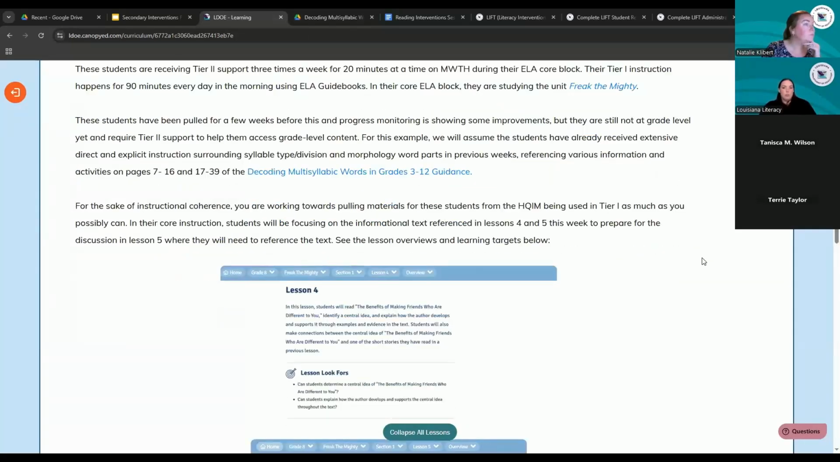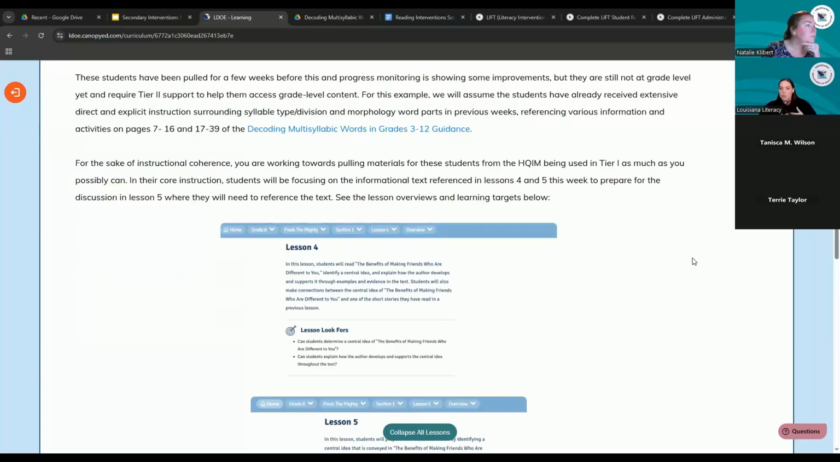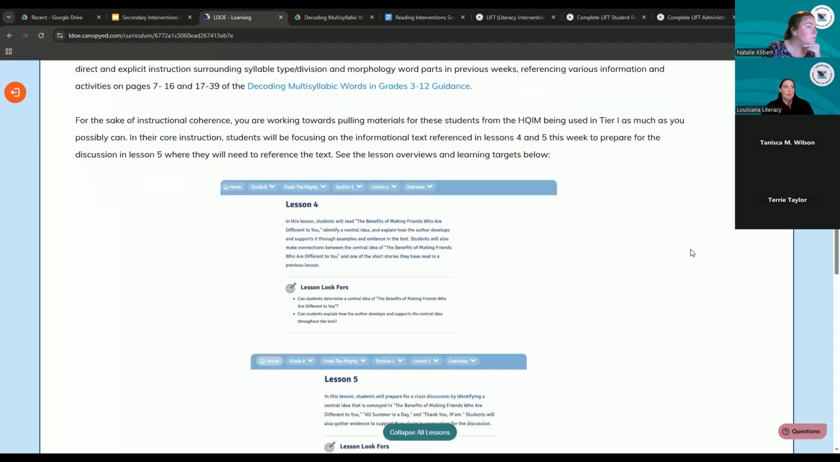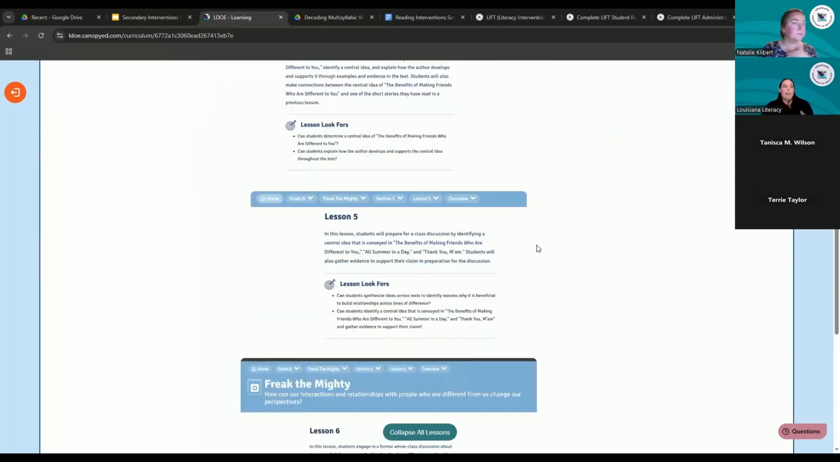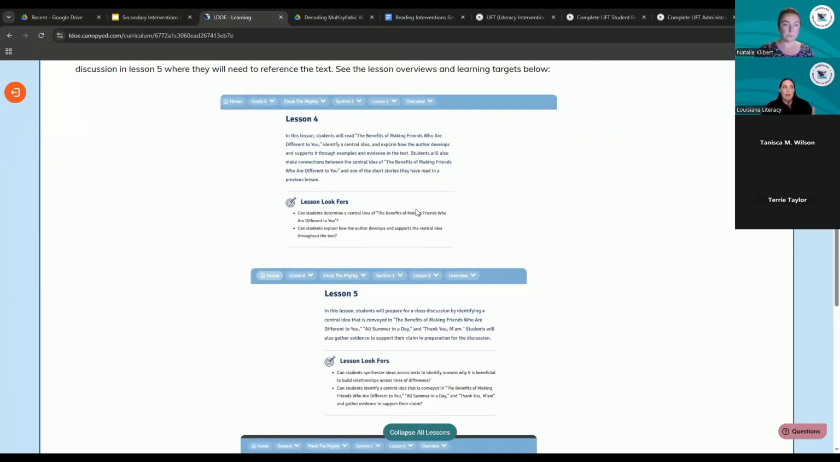For the sake of instructional coherence, and because I'm their core teacher, this is just efficient, I am going to start pulling materials when I can from my HQIM to use in tier 2. So I know that right now in core instruction, we're looking at this part of Freak the Mighty, lessons 4, 5, and then 6. In lessons 4 and 5, they're looking at a specific couple of texts.